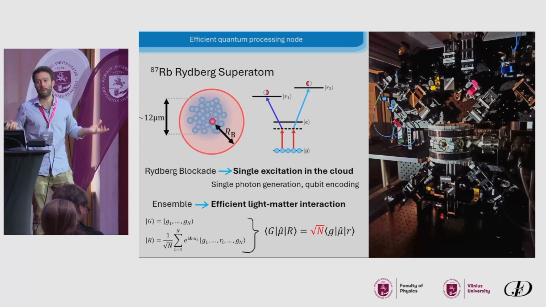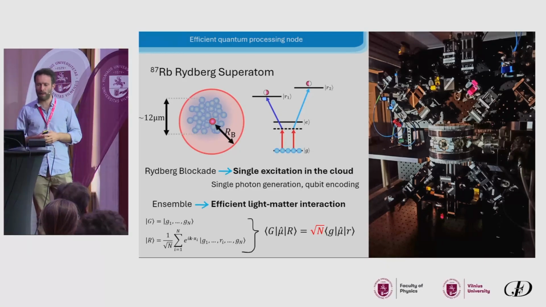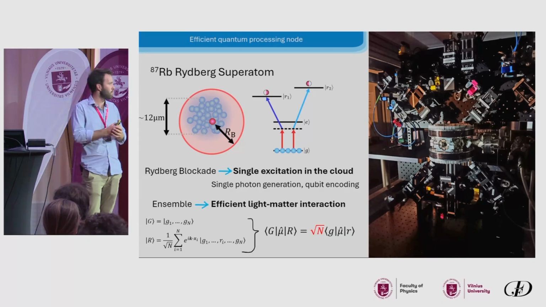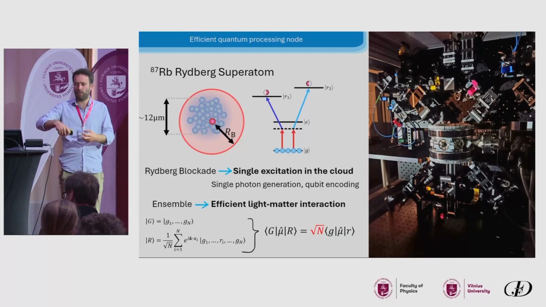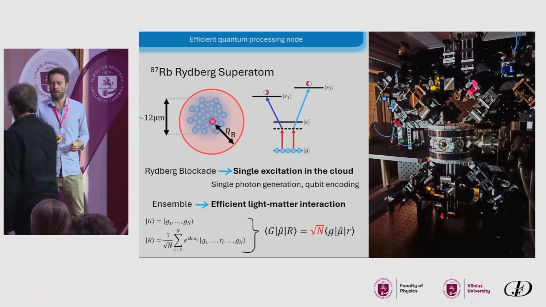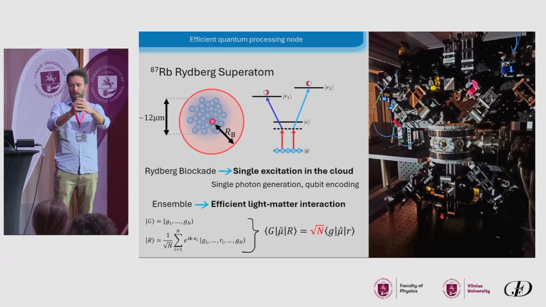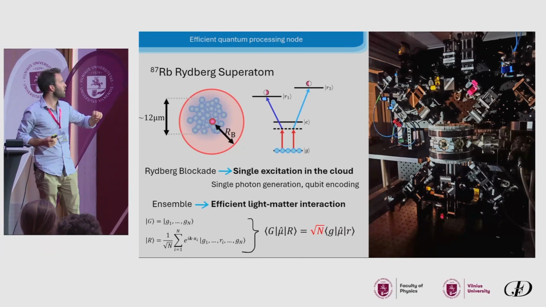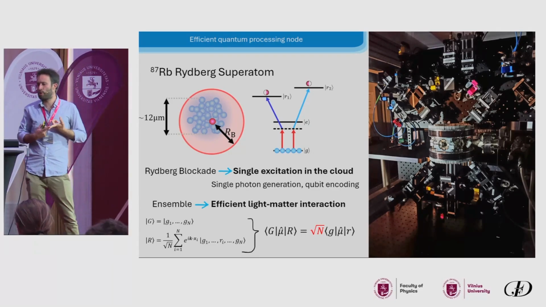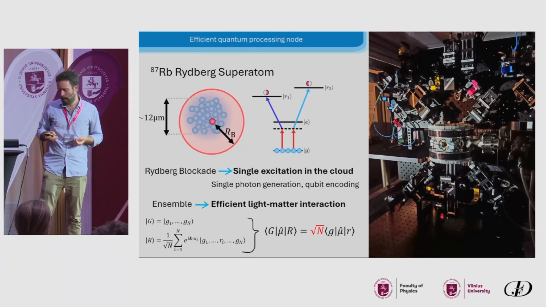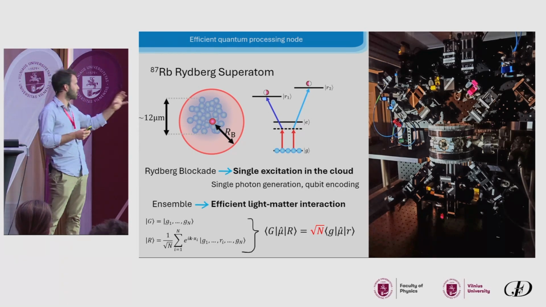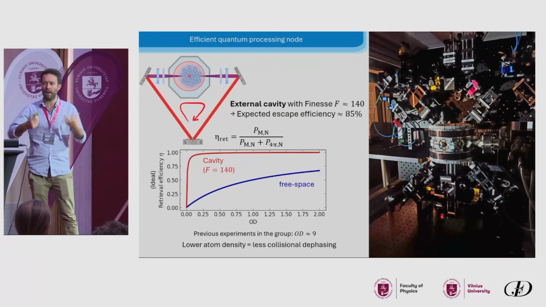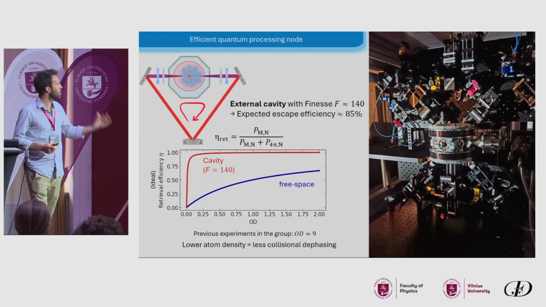It is a Rydberg superatom setup that was used in previous experiments. It is a very cool system because it combines elements of Rydberg atoms, in the sense that you can only have one excitation. If you have a cloud that is smaller than the blockade radius of the Rydberg interaction, and you excite it, you are only going to have one excitation, which gives you single photon generation capabilities, and you can encode a qubit in it. But you still have the ensemble effect, so you get efficient light-matter interaction, which scales with the number of atoms. We have this setup, and we are upgrading it, adding an external cavity to make this interaction even more efficient.